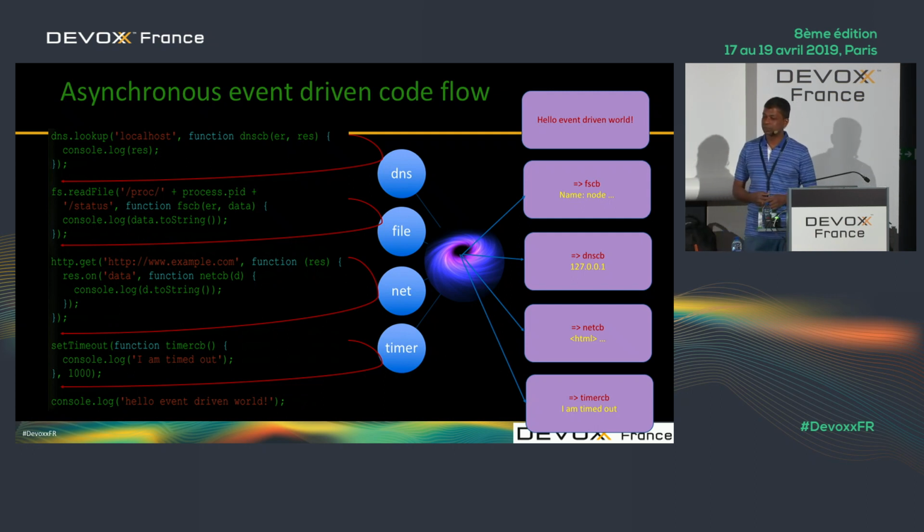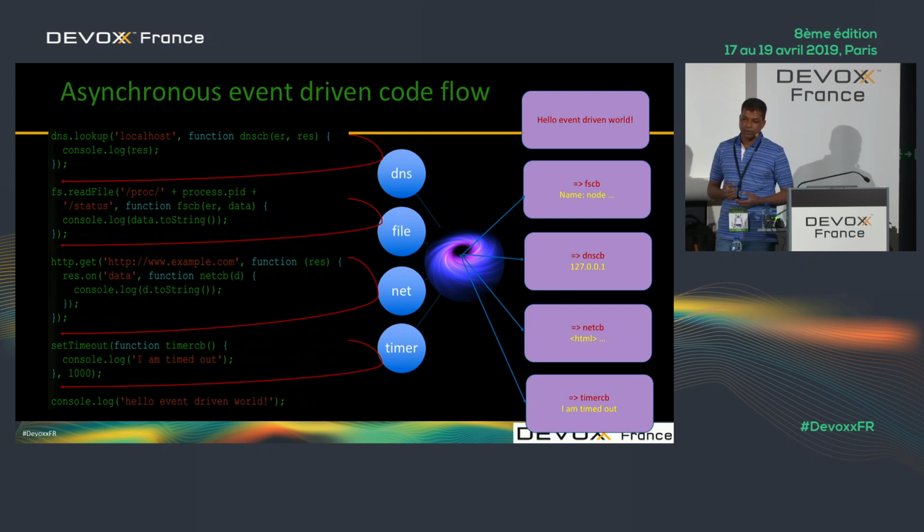Now, what that essentially means is that though the DNSCB was requested first in the program, the actual result of DNSCB came at a much later point in time. And other code pieces which were executed at a later point in time, such as the file system operation, because the file system operation was faster than the network operation, its result came first.